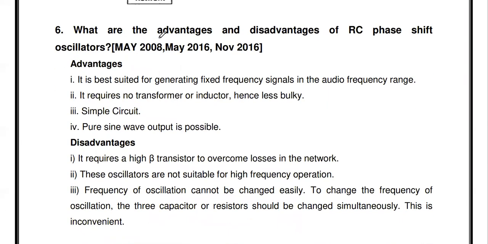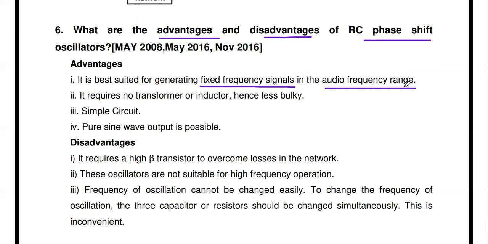Next question: what are the advantages and disadvantages of RC phase shift oscillator? This is also an important question, asked three times. The advantage of the RC phase shift oscillator is that it is best suited for generating a fixed frequency signal, especially in the audio frequency range. It is a fixed frequency oscillator. If you want to generate a 1 kilohertz signal, we may use this RC phase shift oscillator. Then it requires no transformer or inductor, so it is less bulky.